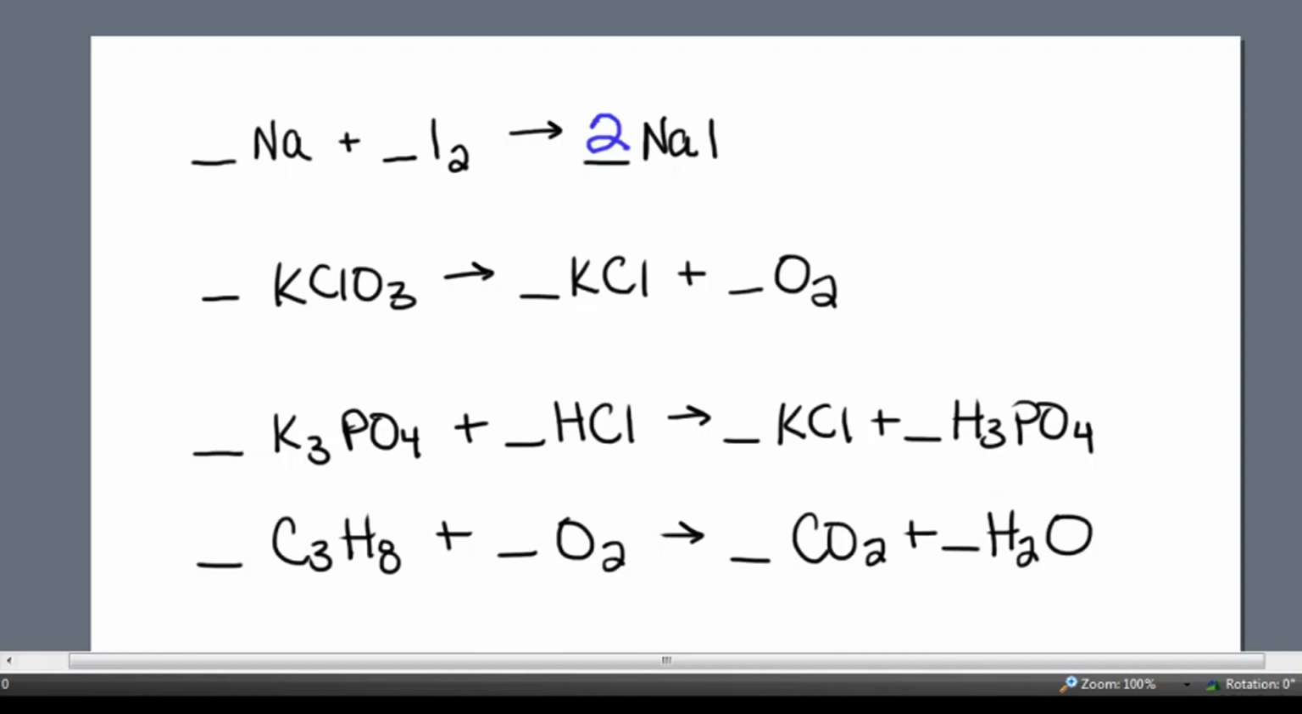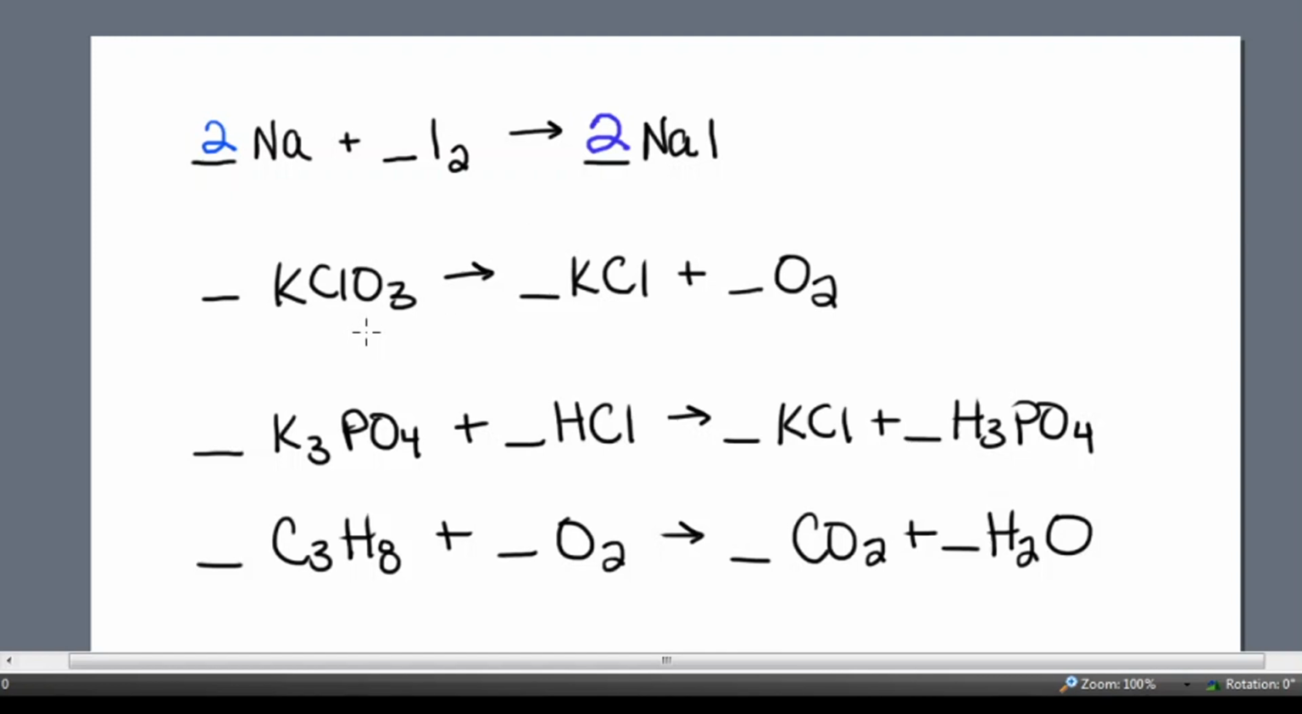Okay, so in this second part of our video, we're just going to do 4 more practice problems. And where were we? We were balancing this first reaction here by making our iodines equal with a coefficient of a 2 out in front. That coefficient of a 2 also made my sodiums 2, so I need a 2 out in front of my sodium on the left as well. And this reaction is now balanced.